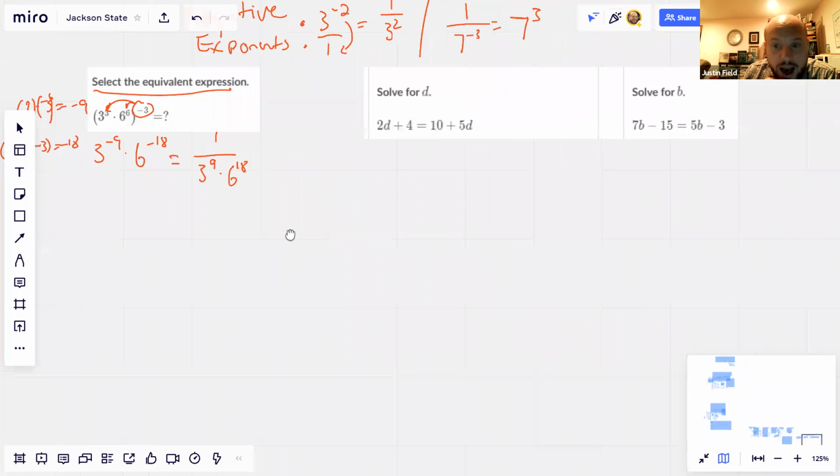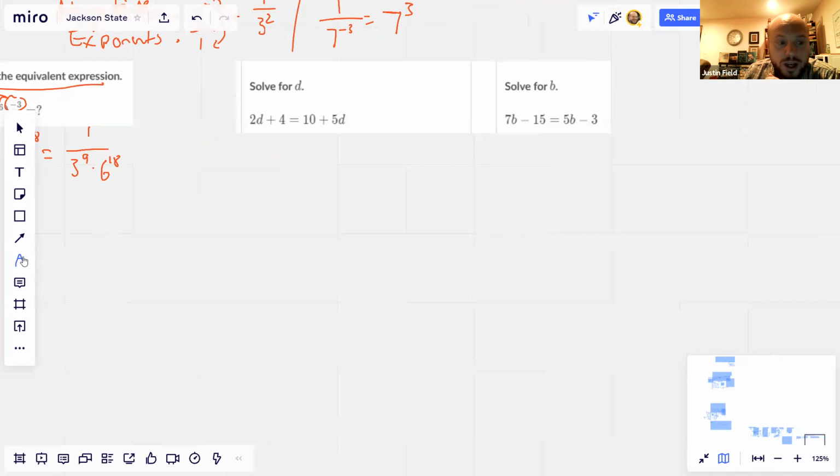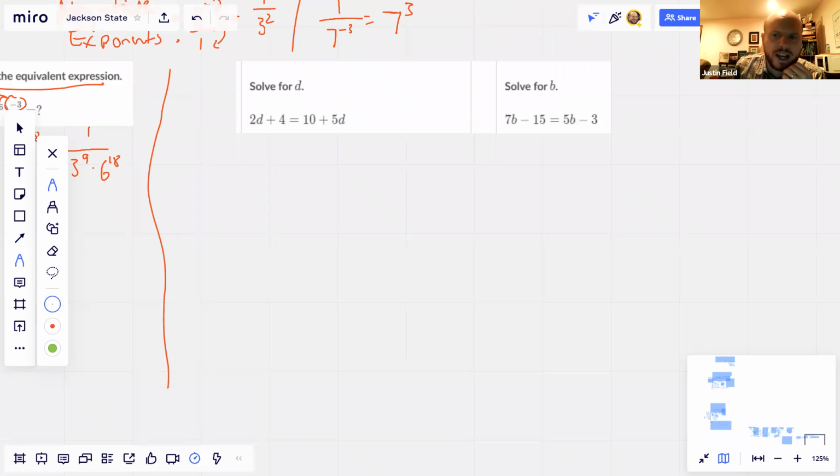And now what I want to do is, I hope that those went a little fast for you, because you guys killed it with the regular exponents. So just adding a negative, I don't think it's going to be too bad. I want to introduce the solving equations assignments, because that is what we're doing next.